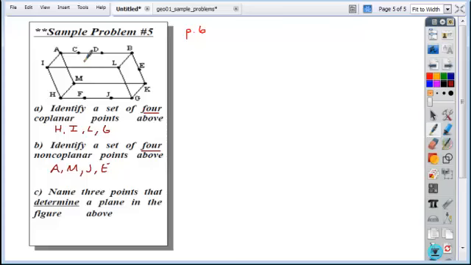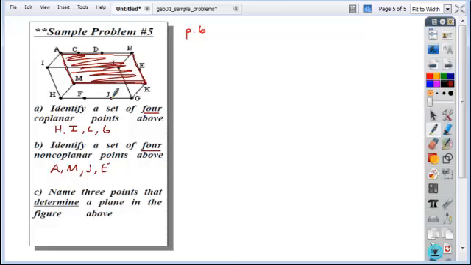Again, depending how you see this picture, I see it as those being in the back wall. So A, M, and E identify this back plane here. And so when we look at the 4th point, J is contained on what I see as the front wall, and so that would not be coplanar. So that's a set of non-coplanar points.